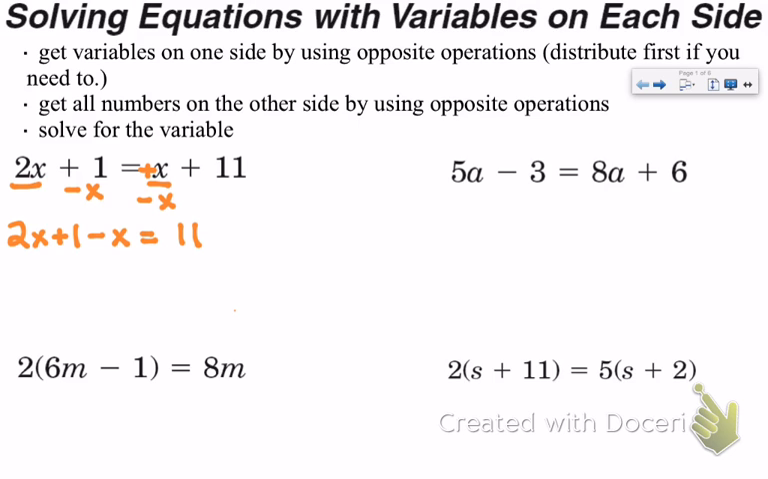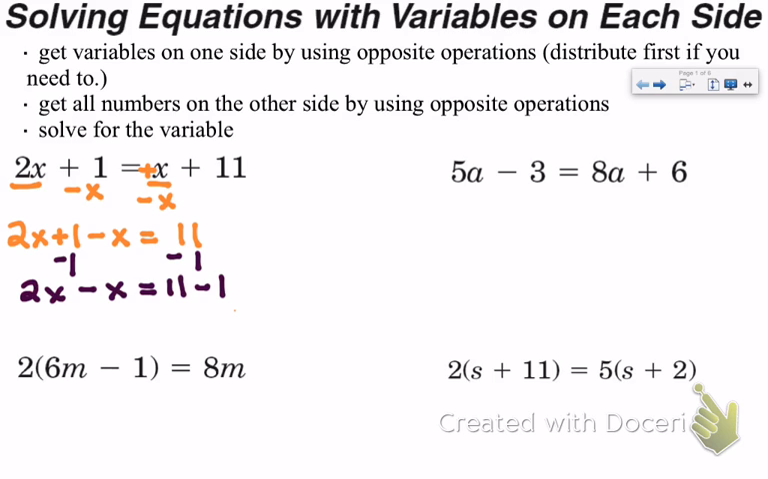Next, if you look at that second bullet, we need to get all the numbers on the other side. So I need to move that 1 from the left to the right. And since I'm adding 1, the opposite operation is to subtract it. So I have 2x minus x equals 11 minus 1.